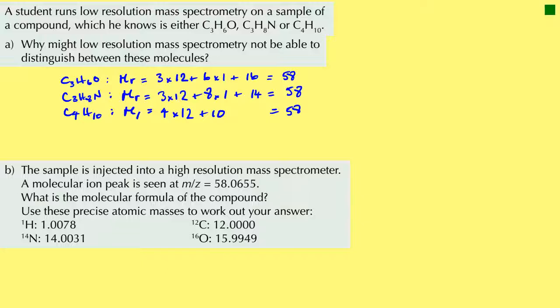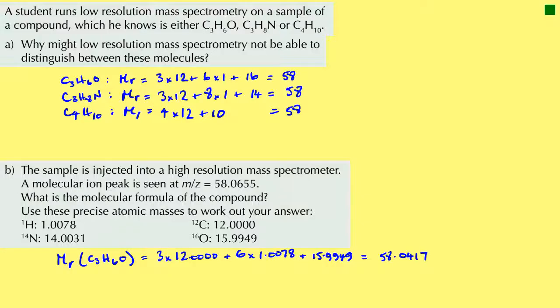Alright, so we're going to do exactly the same thing. So the MR of C3H6O, using the accurate data, is going to be 3 times 12.0000 plus 6 times 1.0078 plus 15.9949, and that's going to come out to be 58.0417, which is not quite close enough to our 58.0655.